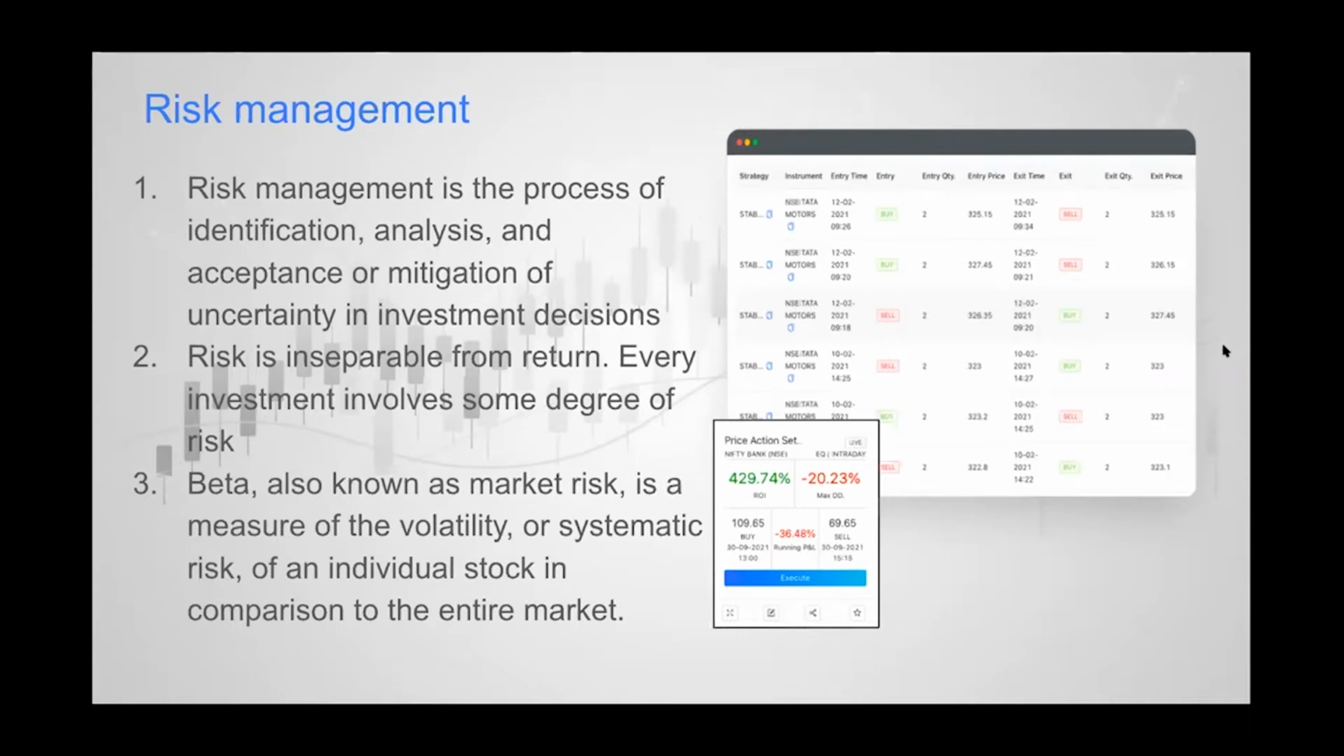So what's beta? Beta, also known as the market risk, is a measure of the volatility or the systematic risk of an individual stock compared to the entire market. Every stock or instrument has its own beta, and the market has its own beta. Beta is the measure of the market risk or the volatility which is actually happening in the market.